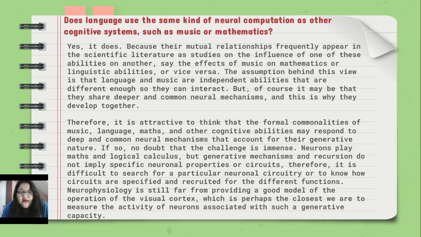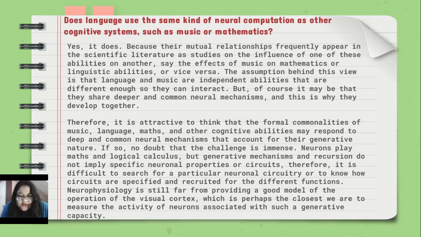The assumption behind this view is that language and music are independent abilities that are different enough so they can interact. But of course, it may be that they share deeper and common neural mechanisms, and this is why they develop together. Therefore, it is attractive to think that the formal commonalities of music, language, math, and other cognitive abilities may respond to deep and common neural mechanisms that account for their generative nature.